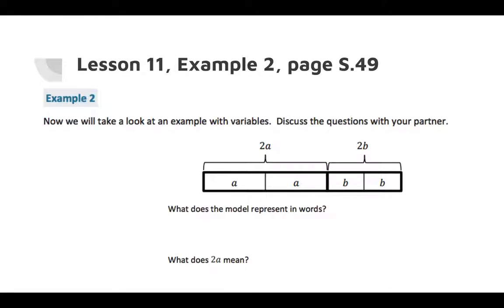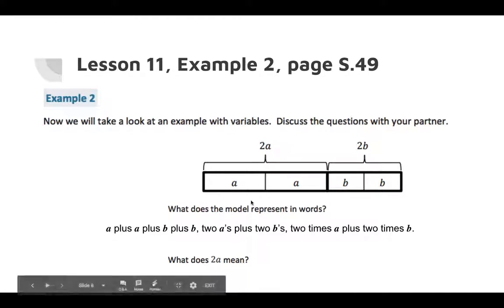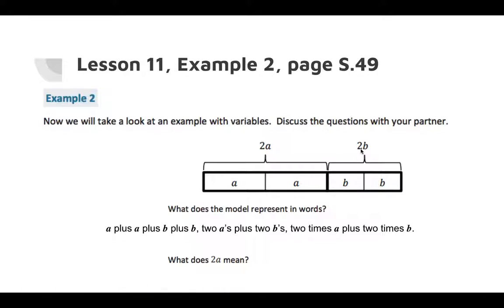Now we'll take a look at an example with variables. Discuss the questions with your partners. If you'd like to pause right here, pause it now. You can work on this with a partner. So what does the model represent in words? This means A plus A plus B plus B, or 2 A's plus 2 B's. And this can also be 2 times A plus 2 times B.